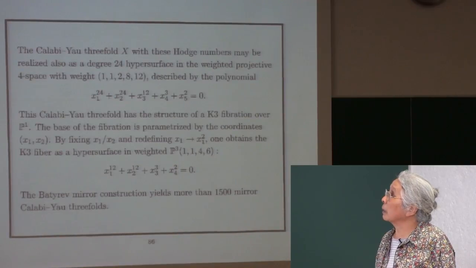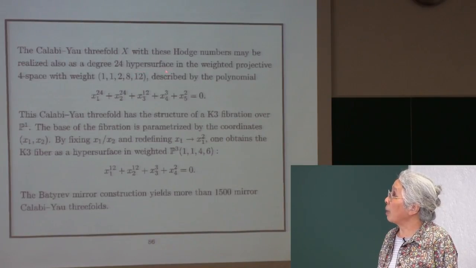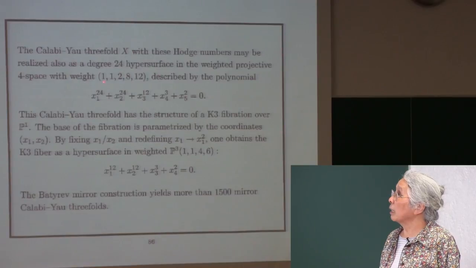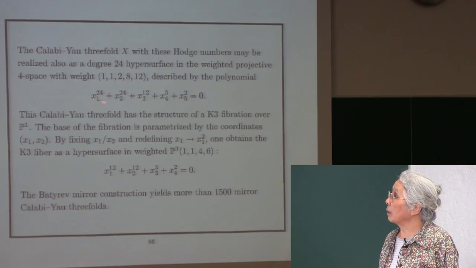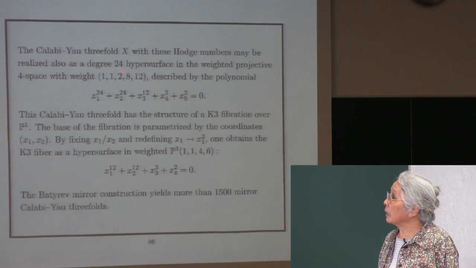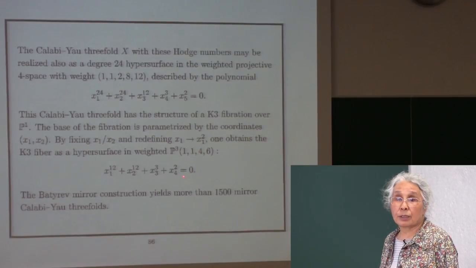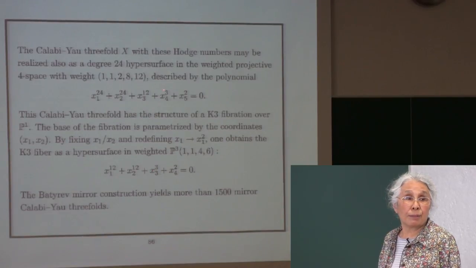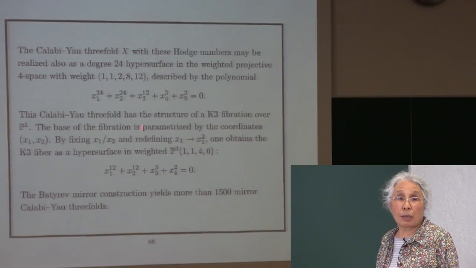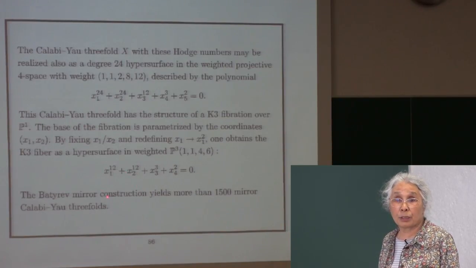This kind of Calabi-Yau threefold can be realized as a degree 24 hypersurface in weighted projective 4-space with weights 1, 1, 2, 8, 12, defined by this equation. And then you can see that if you fix x1 over x2, and define this number to be just x1 squared, you will get a K3 surface. So already you have a K3 fibration on this Calabi-Yau. We are going to use this later. Not only elliptic fibrations, but also K3 fibrations.